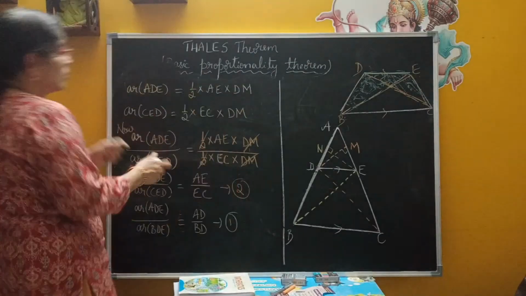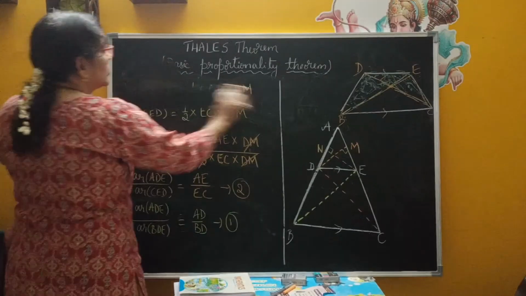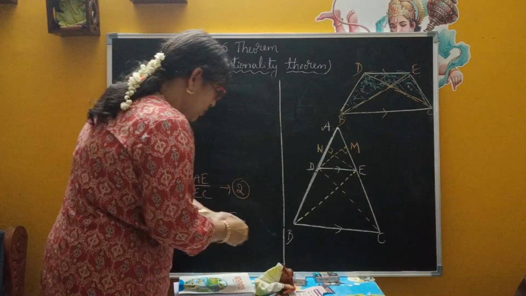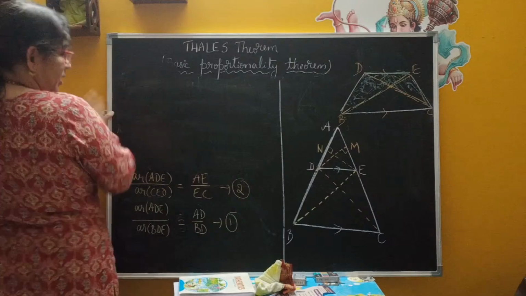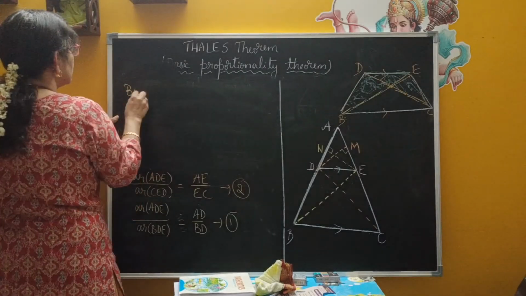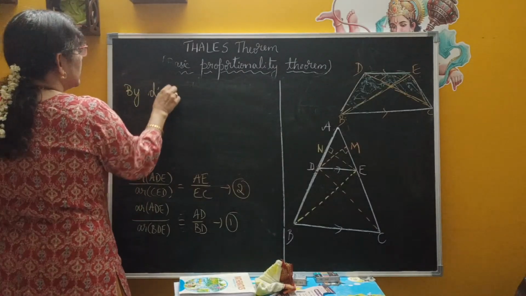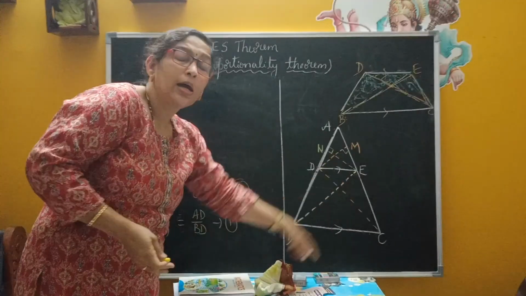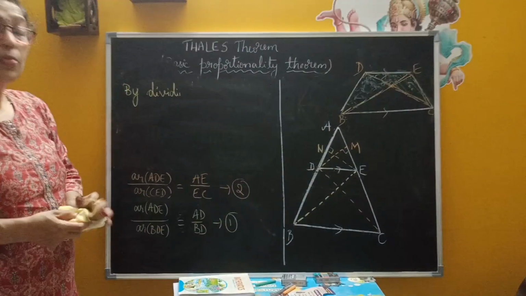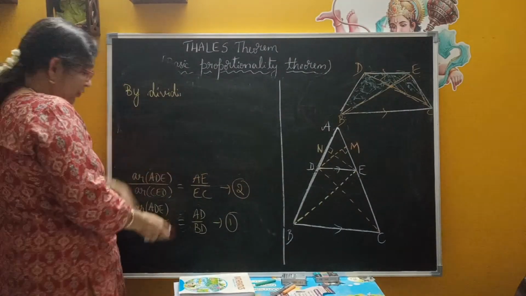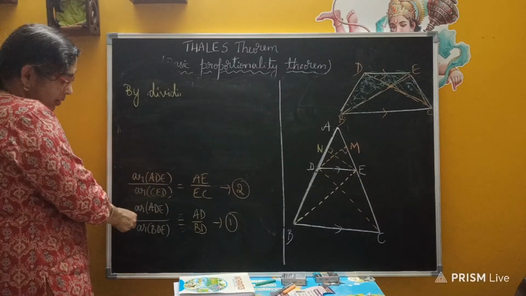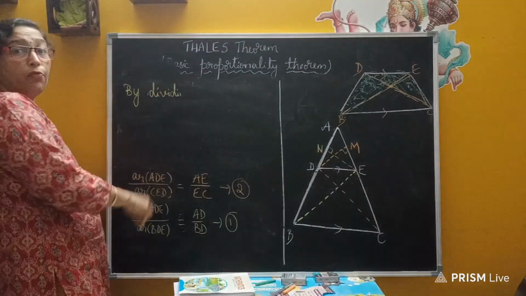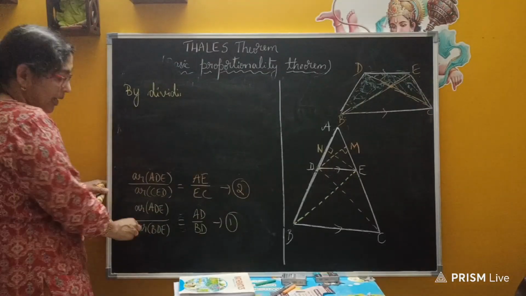So how can we prove this now? How can we continue? Now divide 1 and 2. Or instead of this, you can write the reason directly and write the conclusion part. It's easier. So if you divide this, what do you get? ADE gets cancelled, and since these two areas are equal, they also get cancelled. So what do we get? 1 by 1 we get.